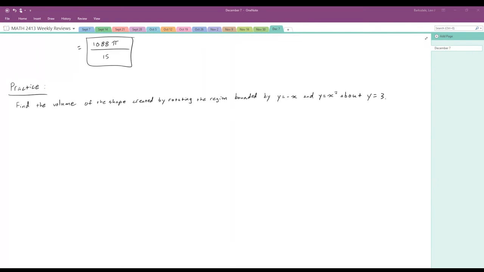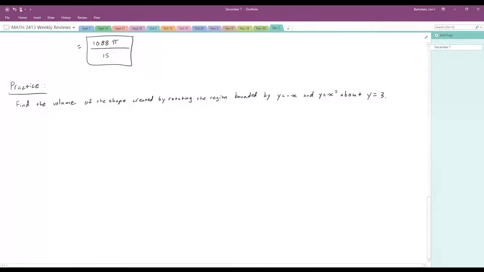All right, you got 13 pi over 15. That is correct. Good job. So we'll go ahead and run through the problem anyway, for the benefit of anyone watching.